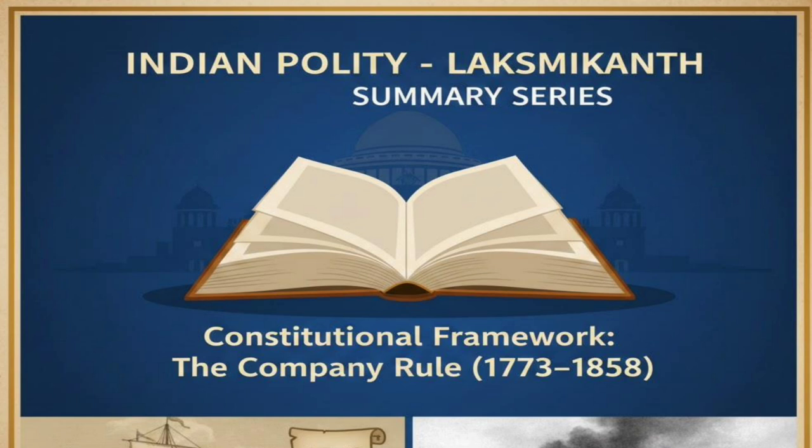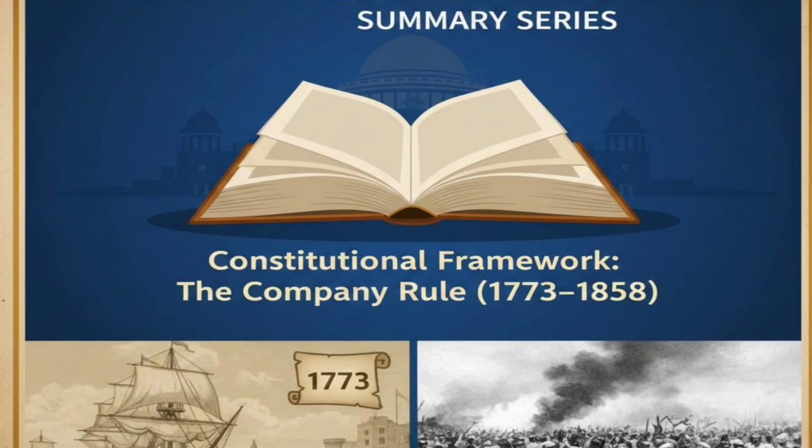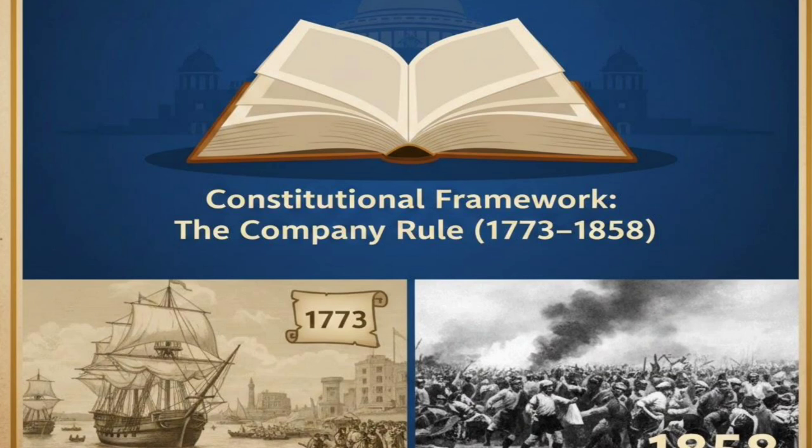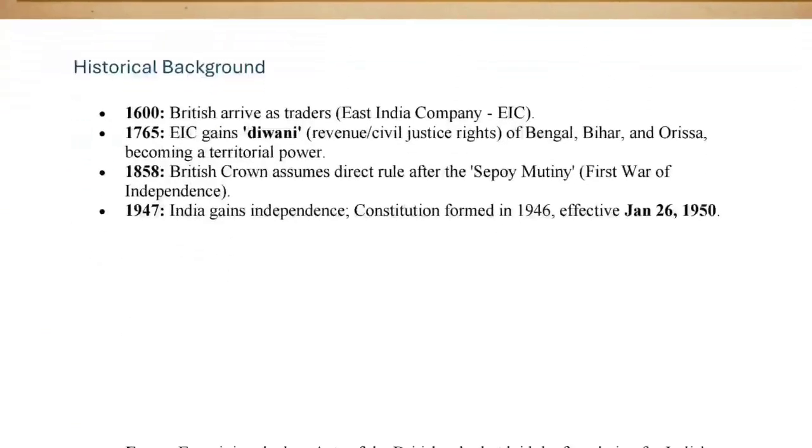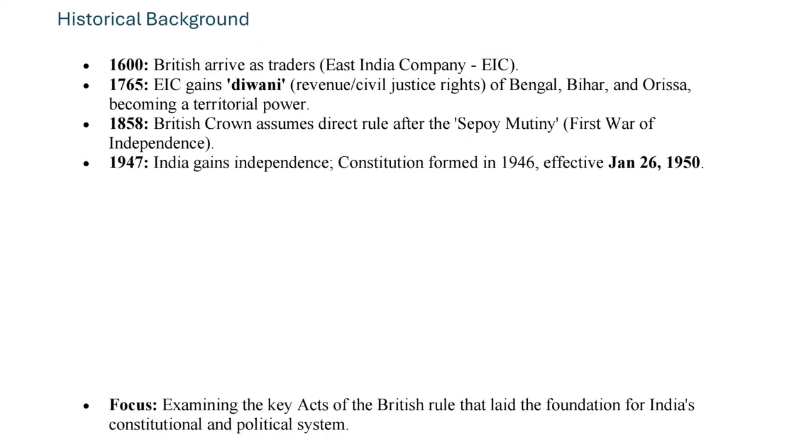Let's start this session with the very first topic: Constitutional Framework, the Company Rule, 1773 to 1858, Historical Background. 1600, British arrive as traders, East India Company, EIC. 1765, EIC gains Diwani, revenue/civil justice rights, of Bengal, Bihar, and Orissa, becoming a territorial power.